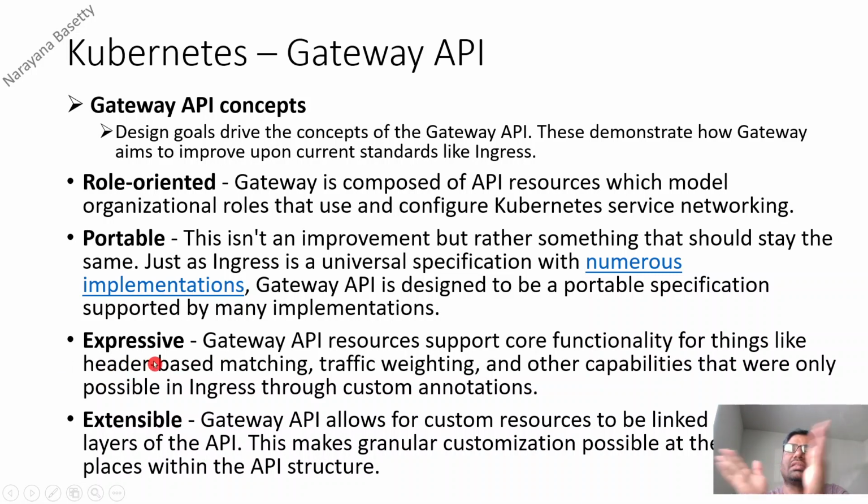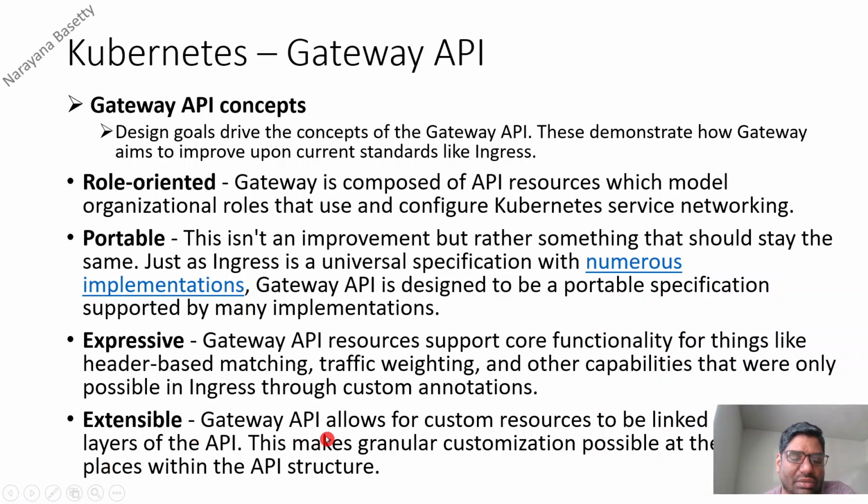Say whenever a load is coming, I want the load to be dispatched to two clusters, 50%, 50%, or likewise 80-20 or 60-40. Likewise, you can do traffic weighting. And as I said, with my header equal to my header value, based on the header content you can dispatch the request to a specific application. Yes, you can do that.